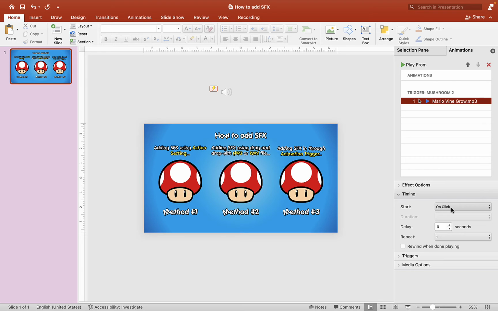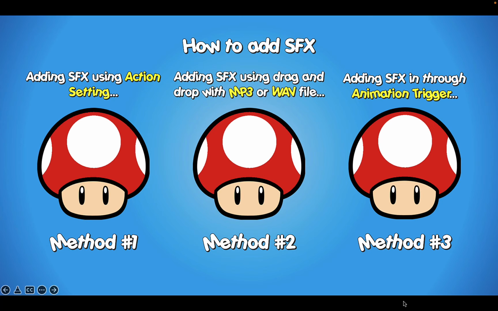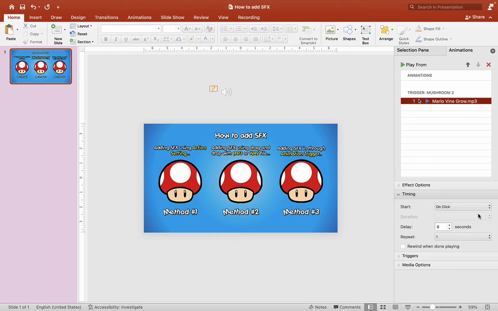You can make it on click, or you can use it with previous or after previous. It's really up to you. So I use this a lot in my PowerPoint games and presentations. So this method I use a lot. So now we can go and test it out. And let's escape. And let's make it with previous. And we'll give it like a delay of 1 second.